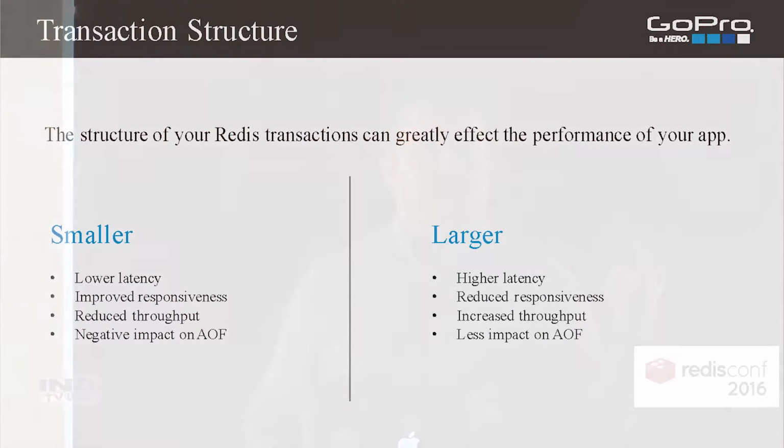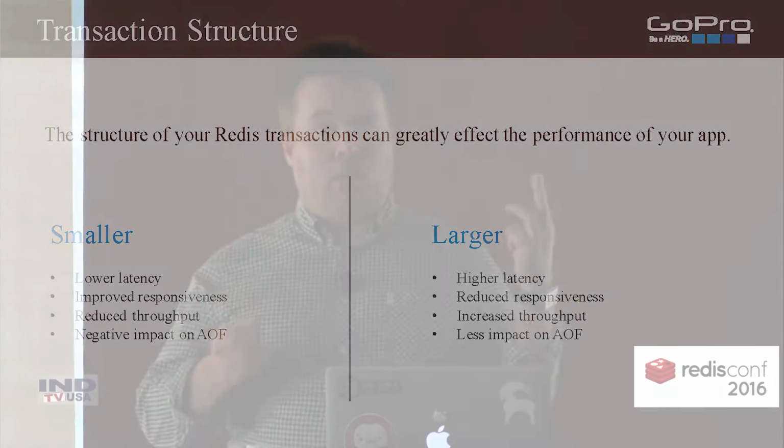So, which leads us into transaction structure. Definitely how you structure your Redis transactions will affect the performance of your system. If you go towards smaller, you generally tend to get lower latency, improved responsiveness, but you reduce your throughput. And if you're using AOF, a large number of small transactions can have a potentially negative effect on your disk persistence, depending on how AOF is configured. Essentially, it's writing more and more smaller changes.